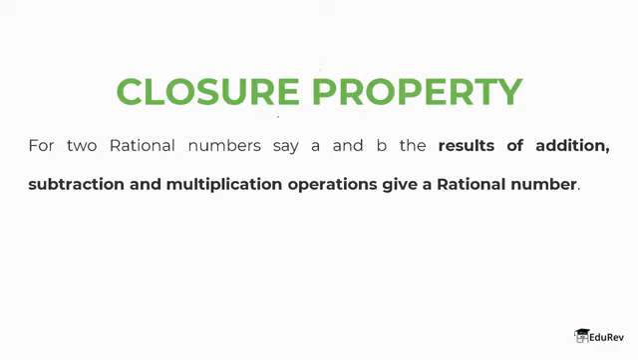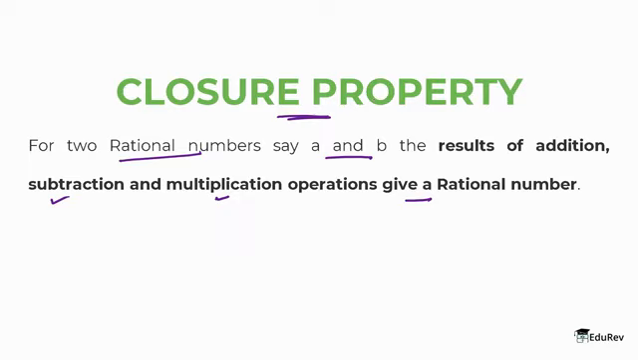Alright, so let's see what the closure property says. For any two rational numbers, say a and b, the result of addition, subtraction and multiplication operations gives what? A rational number. So basically, whenever I add any two rational numbers, the result is also going to be a rational number, and similar is the case with subtraction and multiplication. Let me say it out loud again: for any two rational numbers, let's suppose a and b, the result of addition, subtraction and multiplication operations gives what?